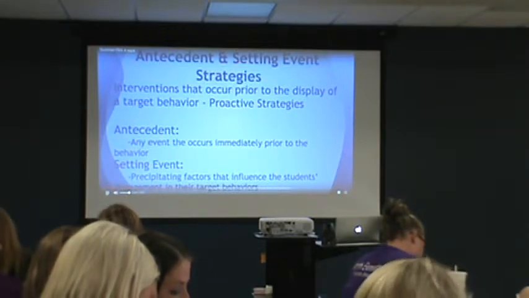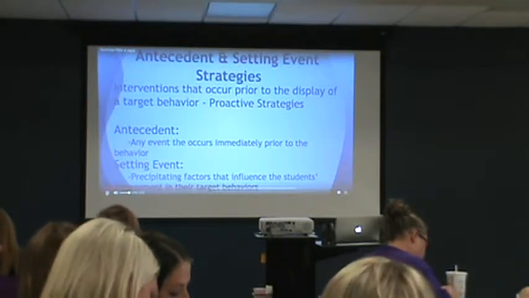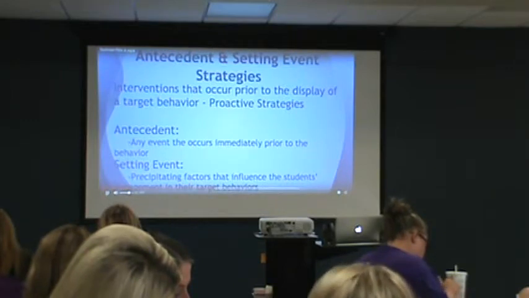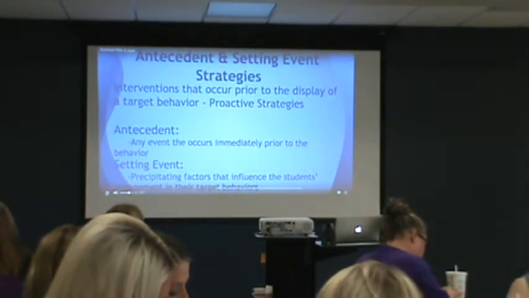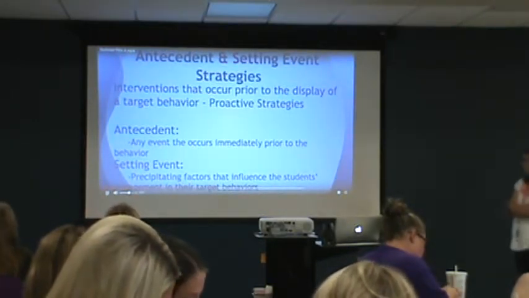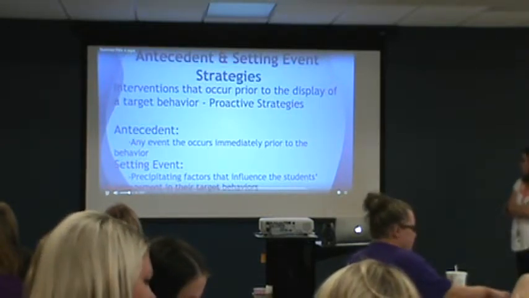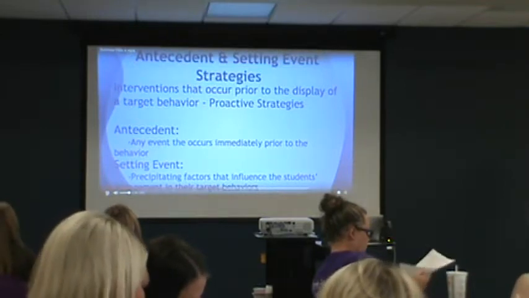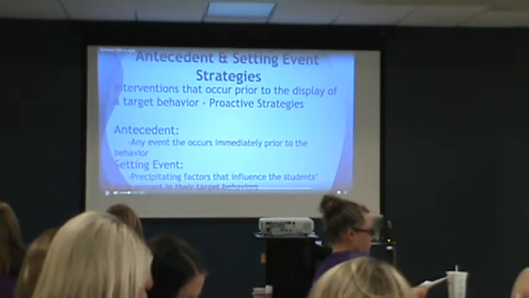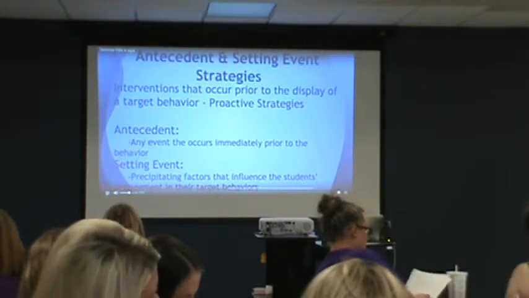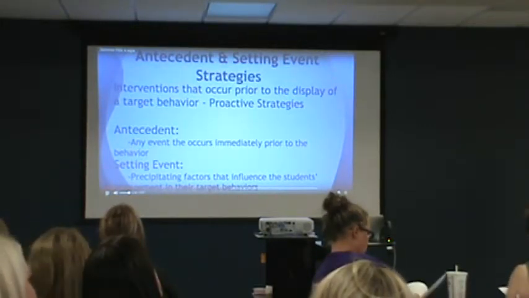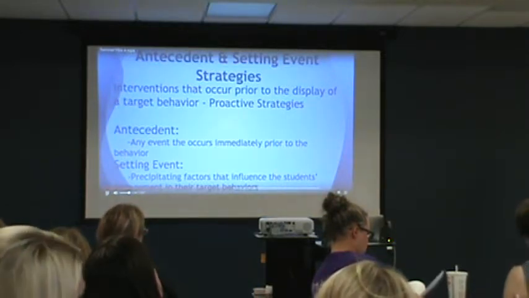Setting events, these are the precipitating factors that influence the student's engagement in their target behaviors. Examples might be, maybe they didn't sleep well the night before, maybe they're upset about something that happened. It could be a lot of things, maybe they're hungry. Mainly things that you may not know specifically, but can impact their behavior. It's a little bit different than an antecedent in that it's not occurring immediately prior to the behavior. It's something that's happened maybe earlier that day or the day before, or maybe even further back.